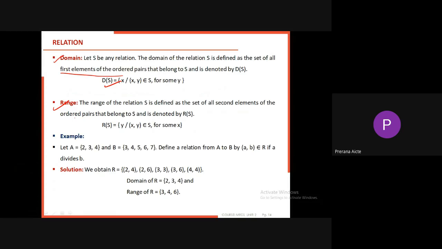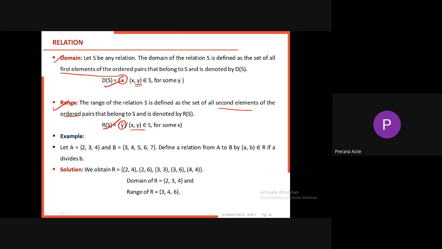Similarly, range means if you group all the second elements from the ordered pairs, that is called the range of the given relation. Symbolically, we can define it like that. Domain means x such that (x, y) belongs to S for some y. That means we consider the elements x from the set of ordered pairs (x, y), and S is the relation. Similarly, for the range we consider the second element, y, from the ordered pair (x, y) which belongs to the relation.